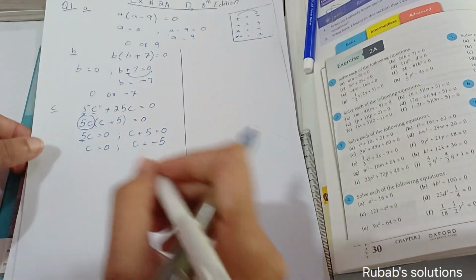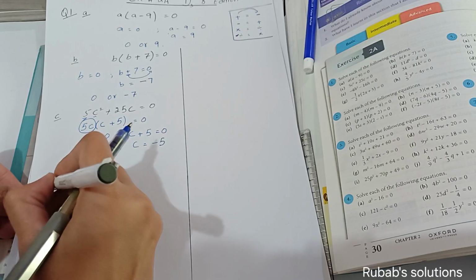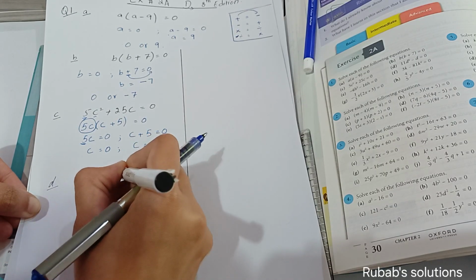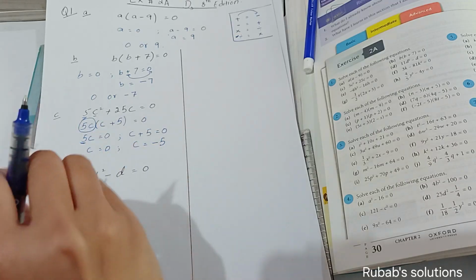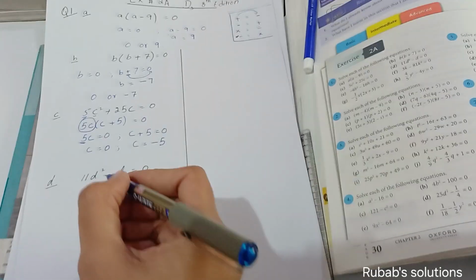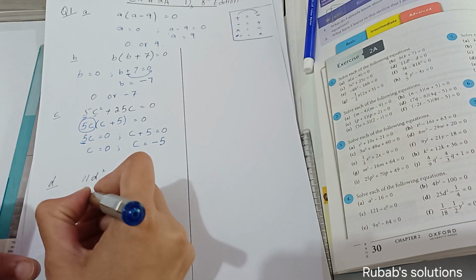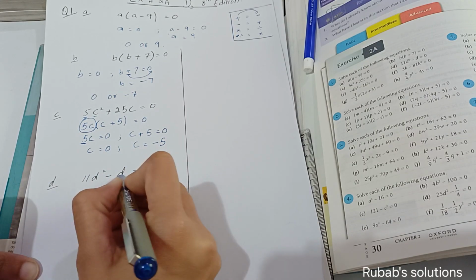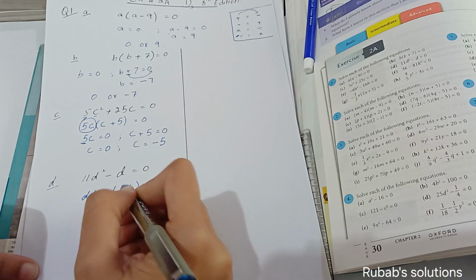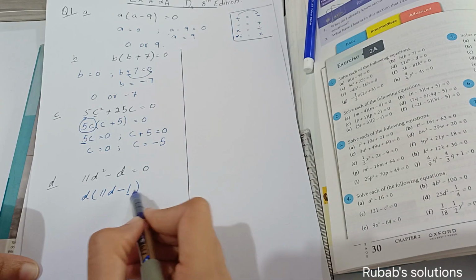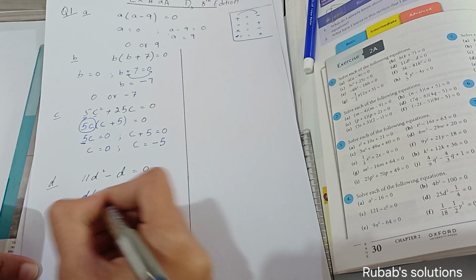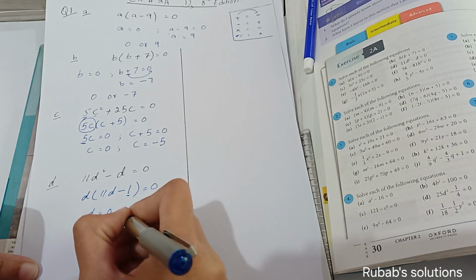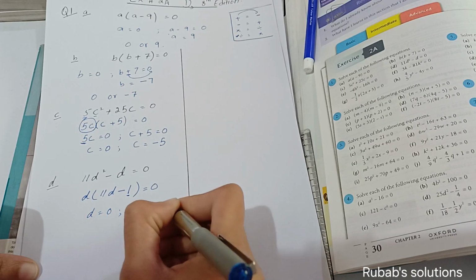Moving towards the next part, that is part d. This exercise is so easy, you only should know the rules of factorization and all that. From here, what can I take common? I can take common only d. So from here it will remain 11d minus 1. Remember that when you take common, it will not remain 0, the remainder will be 1. So either d is equal to 0 or 11d minus 1 is equal to 0.